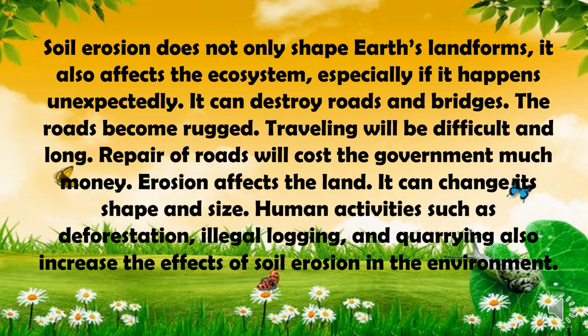Soil erosion does not only shape Earth's landforms, it also affects the ecosystem, especially if it happens unexpectedly. It can destroy roads and bridges. The roads become rugged, traveling will be difficult and long. Repair of roads will cost the government much money. Erosion affects the land. It can change its shape and size. Human activities such as deforestation, illegal logging, and quarrying also increase the effects of soil erosion in the environment.